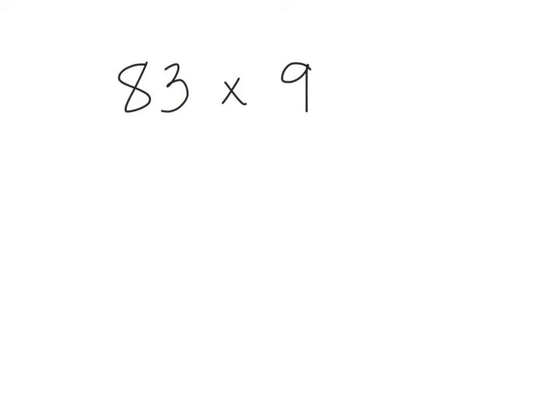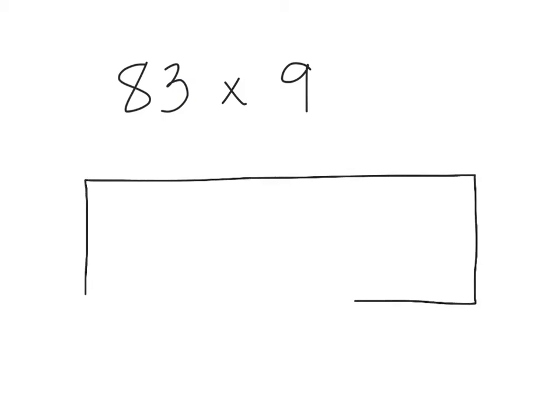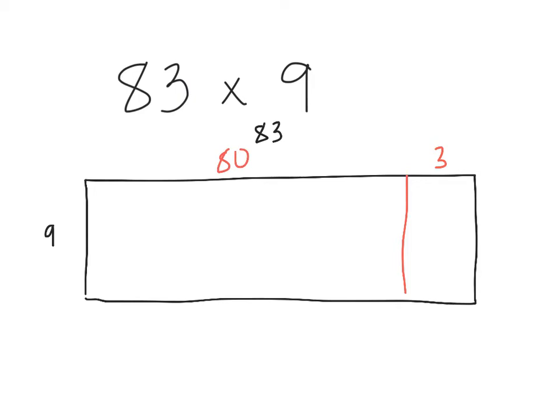So yesterday we saw problems similar to this, 83 times 9, and the strategy that we used was the break apart strategy. So we would draw a rectangle, and we would label the sides 9, and this side was 83. And then we would break apart the more difficult factor, which was 83. So we can break apart 83 into 80 and 3, just like that. And if you don't like 80, you can also change it to 40 and 40. You get to break it apart into anything that makes you comfortable as long as it adds up to 83.